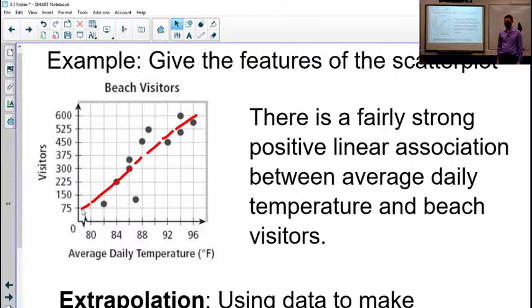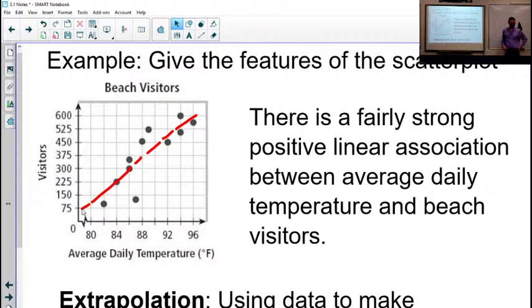What if the temperature is 150 degrees? How many beach visitors would we expect? Probably none. It would be a very bad idea to go to the beach. At that point, you would not want to go to the beach. And so we would not be predicting that the trend would be all the way up here. That would be a bad prediction. And because it's outside of the data set, we should not make a prediction like that because the trend may change as we continue beyond the data set.